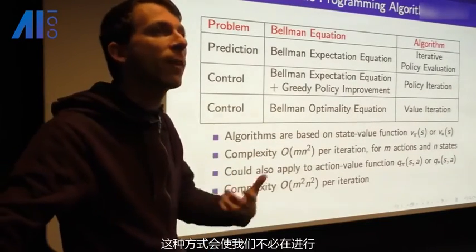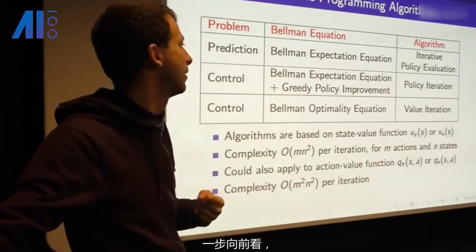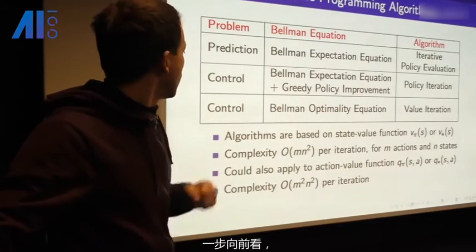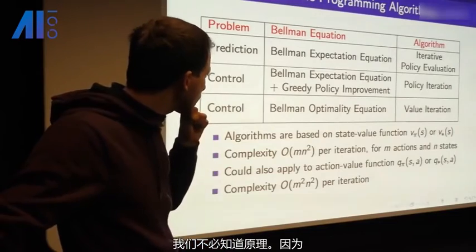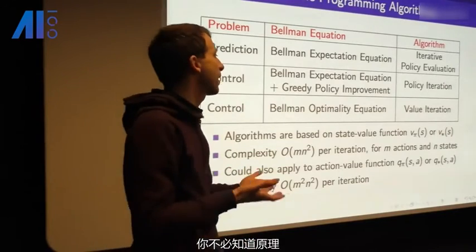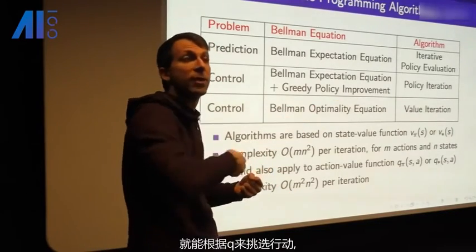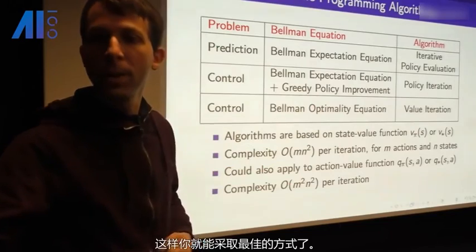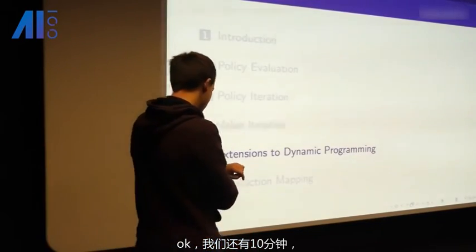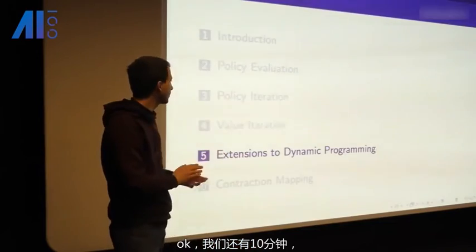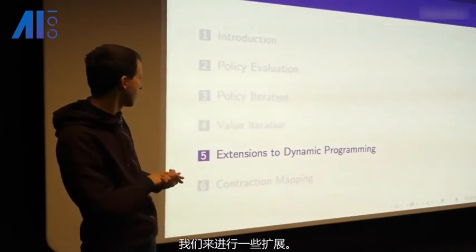Q lets us get away from having to do a one-step look ahead. It helps us avoid knowing the dynamics, because you can pick actions just by looking at Q. You don't need to look at the dynamics for one step and then pick the best thing. Right. Okay. We have another 7 minutes to cover some extensions.